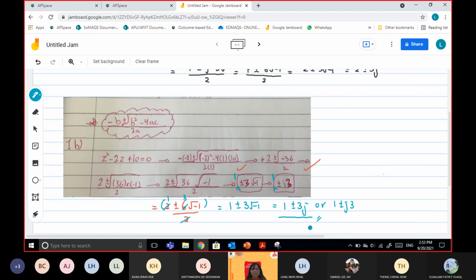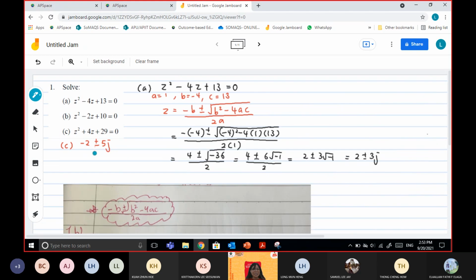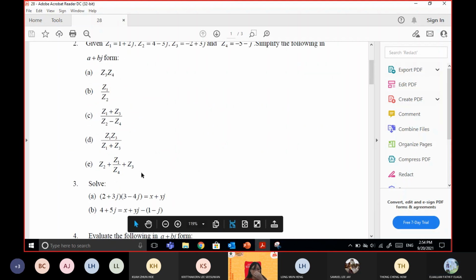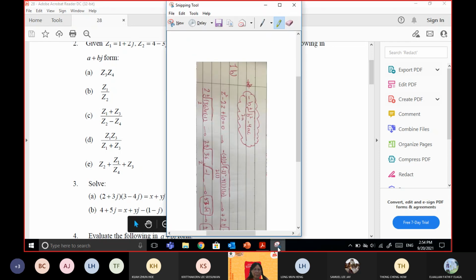So this is the correct answer for B. Then this is the answer for C, and for A, I already gave you the answer. Any questions for 1? Else we'll proceed to number 2. Yes, miss. Okay, then let me proceed to number 2. Number 2, we have the operations for complex numbers.